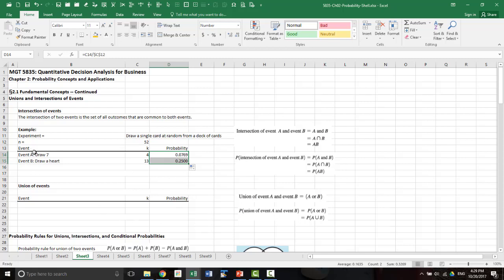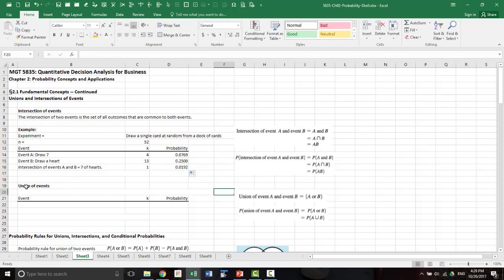Now what is the intersection of A and B? We are now looking at the intersection of events. How many outcomes are there in the intersection of these two events? Being a 7 as well as being a heart, there is only one of those. So the probability of the intersection is that.